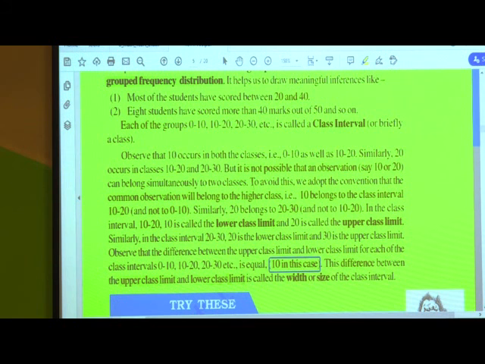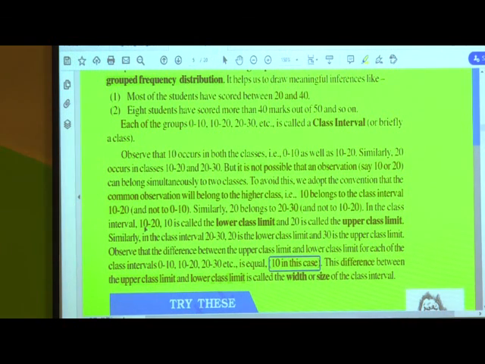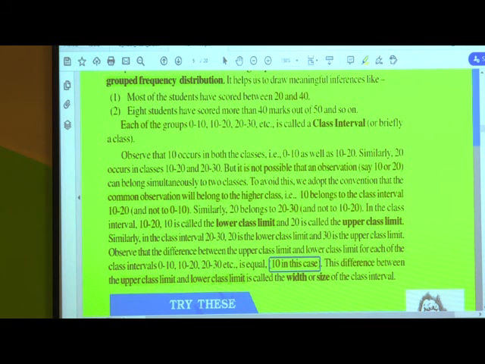Second important thing: whatever the class you take, the first value is the lower class limit, and the second value is the upper class limit. For example, here 10 to 20, 10 is the lower class limit and 20 is the upper class limit.